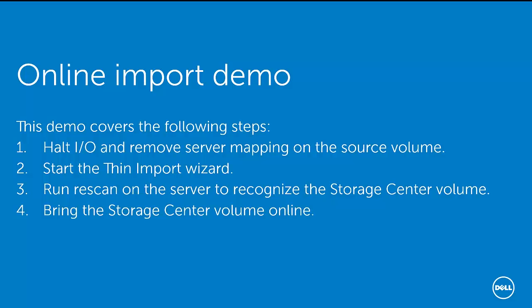In this online import demo, we'll complete the following manual processes. Halt I/O and remove server mapping on the source volume. Start the Thin Import wizard. Run a rescan on the server to recognize the Storage Center volume and bring the Storage Center volume online.